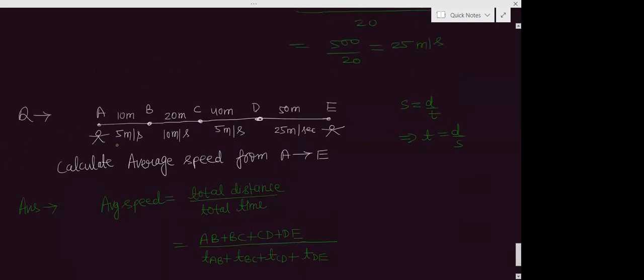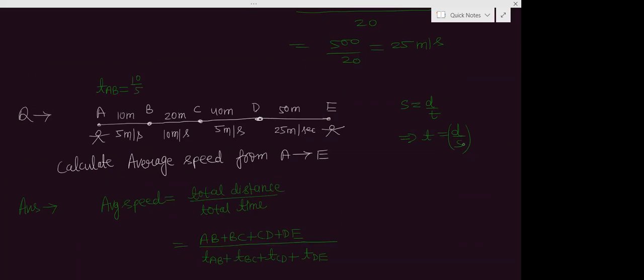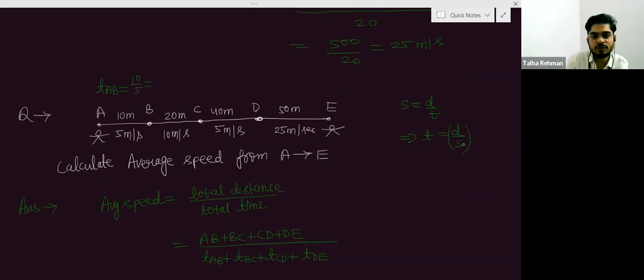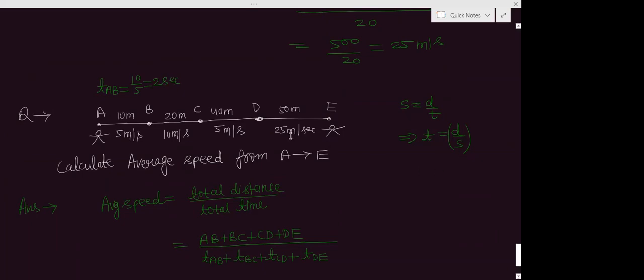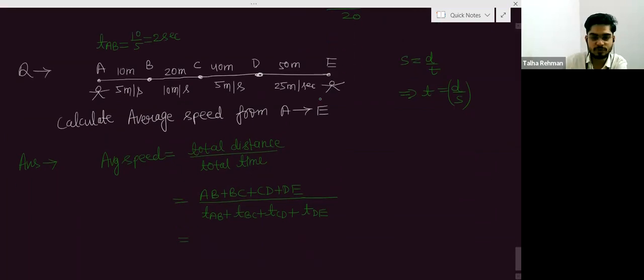Time in going from A to B will be distance divided by speed. From here you can see time is equal to distance divided by speed. So distance is 10, speed is 5, that will be equal to 2 seconds. Accordingly, we can calculate the time from B to C, C to D, D to E. So I am writing here. Now we will put all the values in the formula.